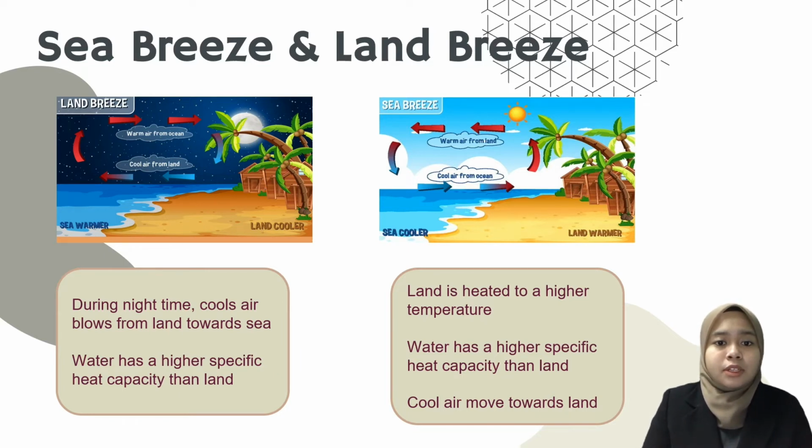As for sea breeze, during daytime, sea breeze is a natural breeze that blows from the sea towards the land. Both sea and land absorb heat. However, land is heated to a higher temperature as the sea has a higher specific heat capacity than land. This causes air to move towards the land.